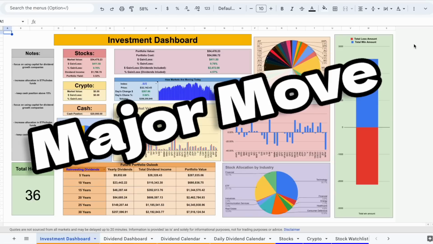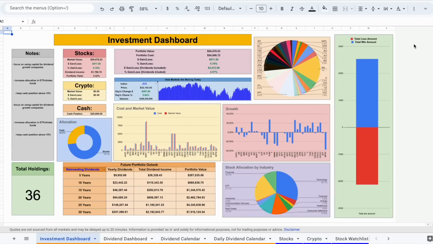I just made a major move in my personal dividend portfolio. In this video, I'm going to be telling you exactly what that move was, what the implications of it are, and how it affects my overall dividend portfolio.